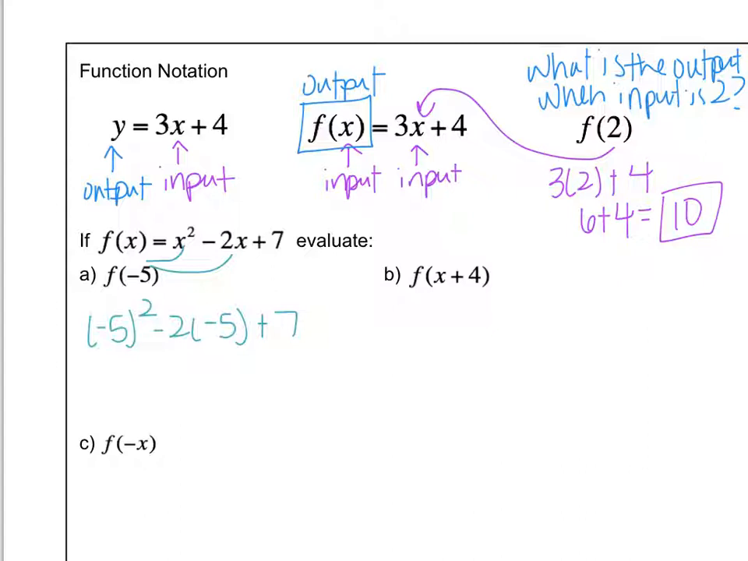And then just be careful with your math here. -5 squared is? 25. Positive 25. -2 times -5. It's going to change that to plus 10, plus 7. So we get 35, 42.